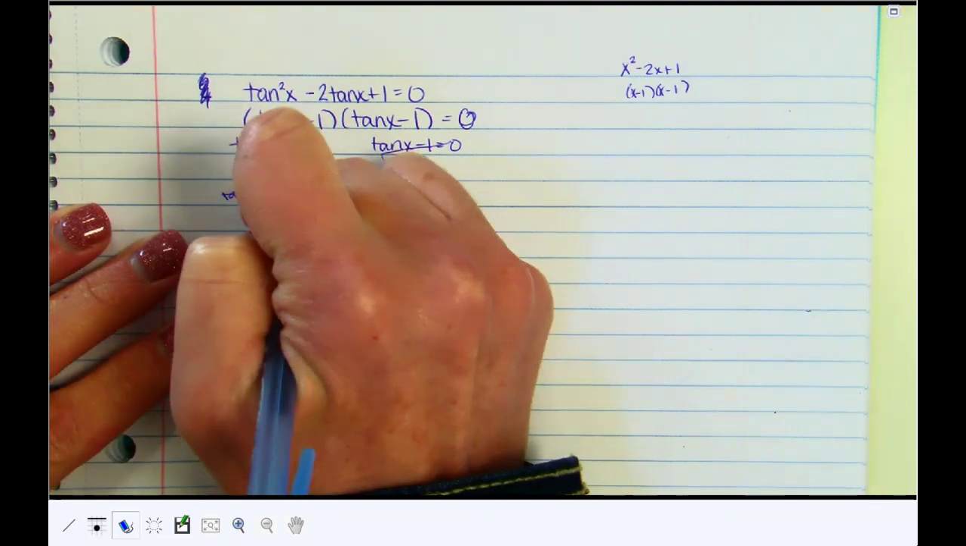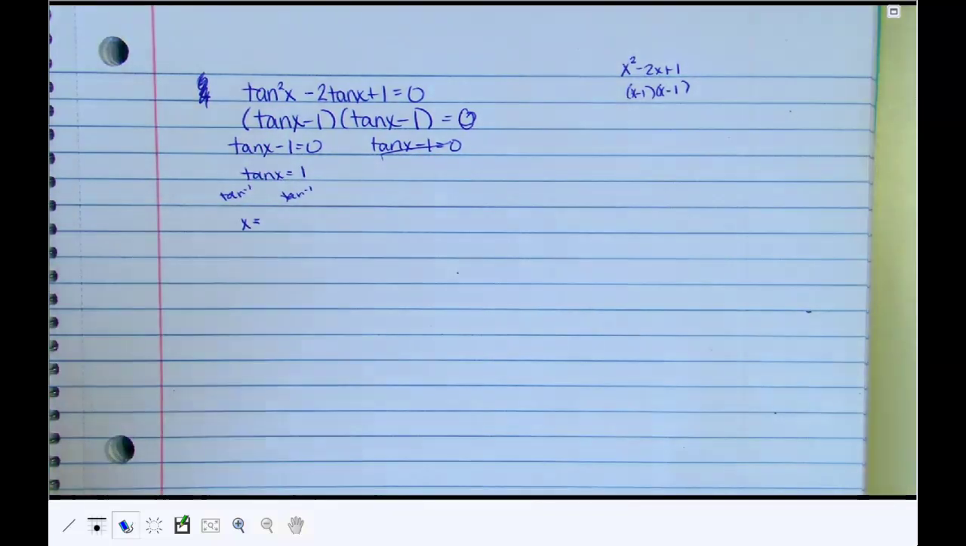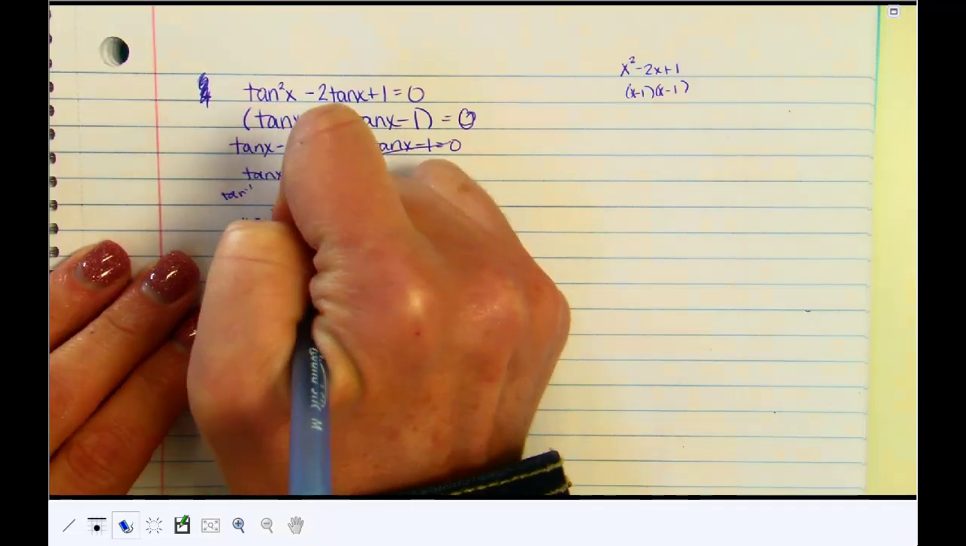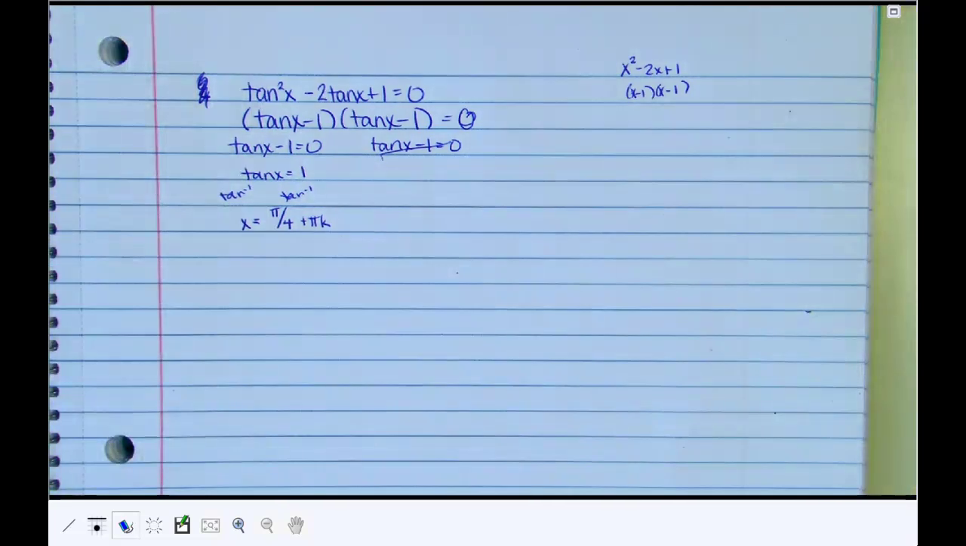Okay, so tangent inverse. Where is tangent inverse of 1? Pi over 4. So it's pi over 4 what? Plus pi k. So that's it. Tangent's the easiest one, and you didn't have two equations because both of your two equations are the same. So let's do another one.